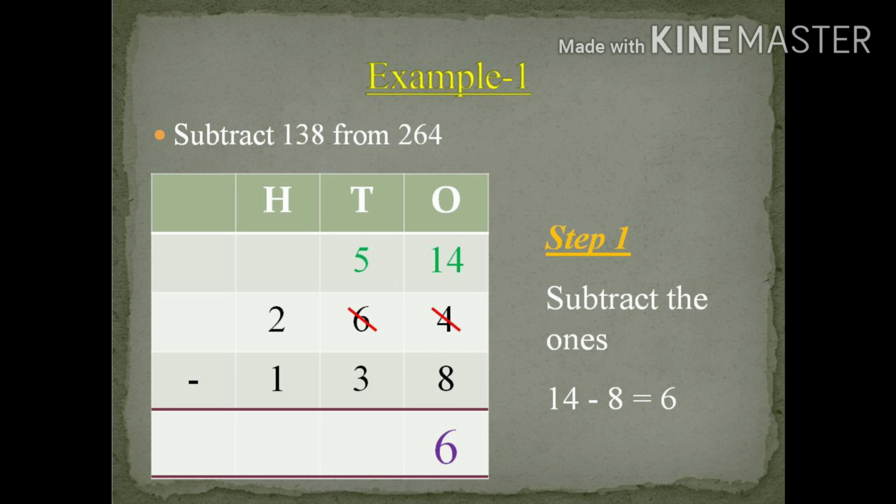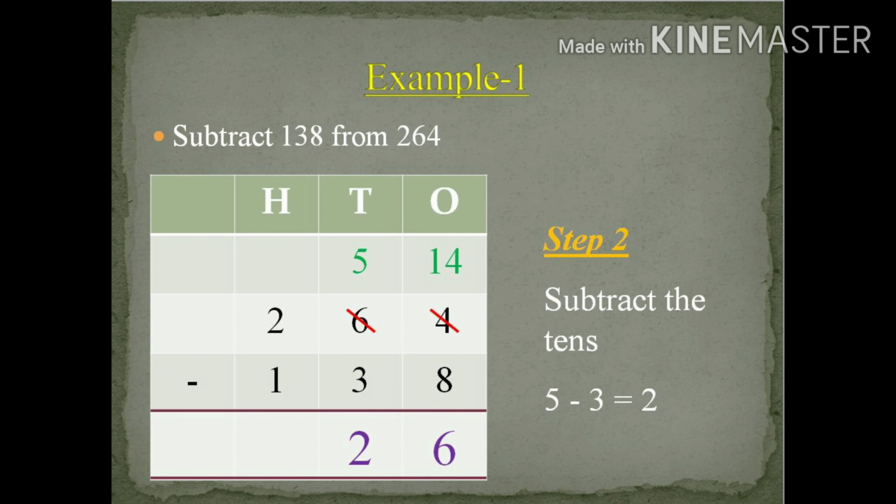You can draw 14 lines and strike 8 lines, or you could count forward from 8 till you reach 14. However, 14 minus 8, we get 6. Write it below the ones column. Next, we subtract the tens. From 5 we take away 3. We get 2. Write it below the tens column.